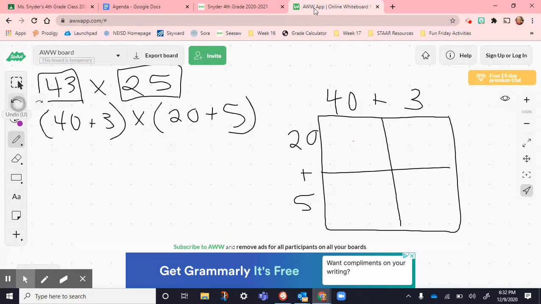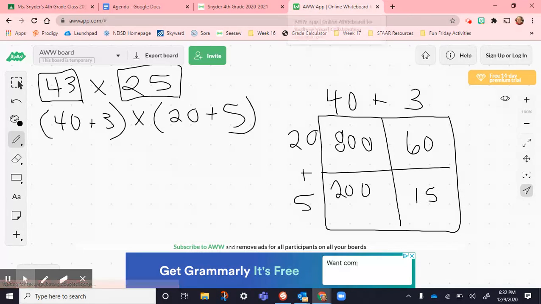So here, this first box was the 40 times 20. So 4 times 2 is 8. Add the 2 zeros. This box on the right was the 3 times 20. So 3 times 2 is 6 plus 1 zero. Bottom box, 40 times 5. 4 times 5 is 20 with 1 zero. And 5 times 3 is 15.